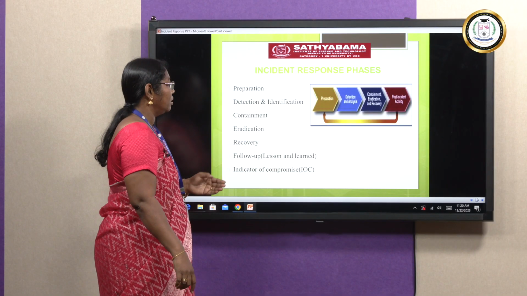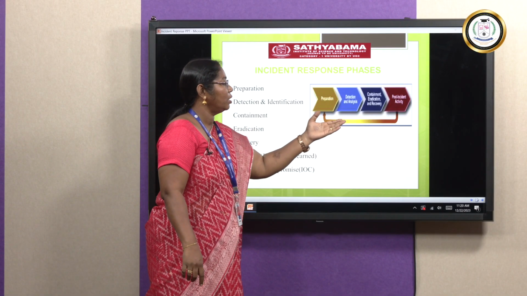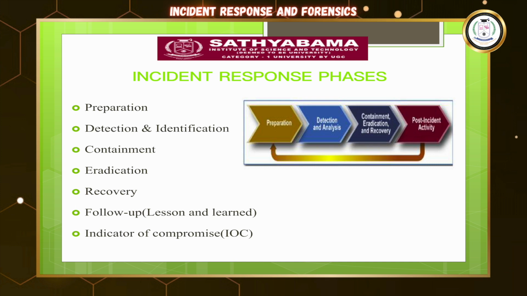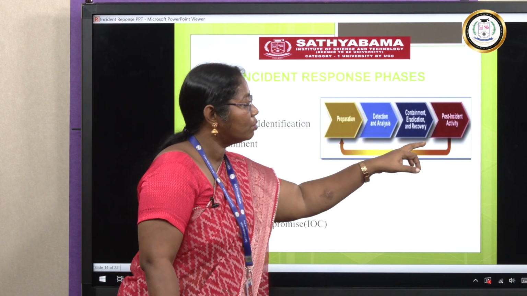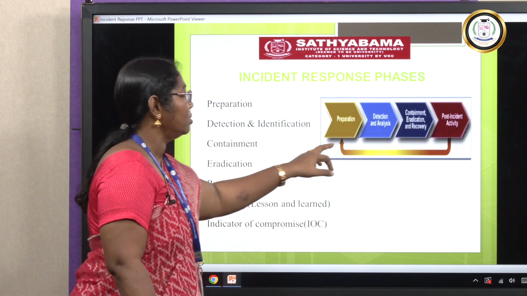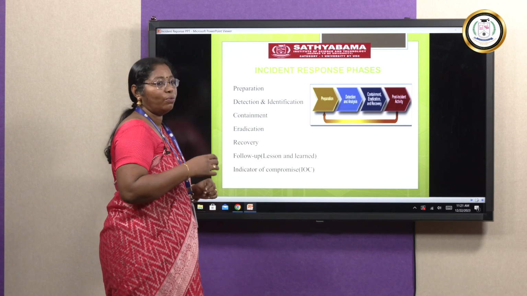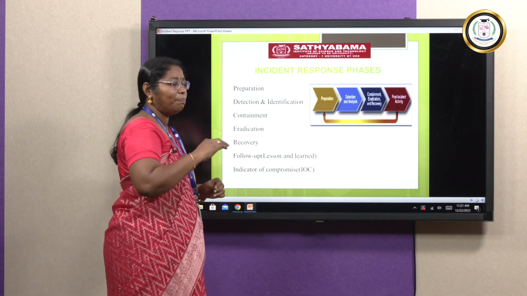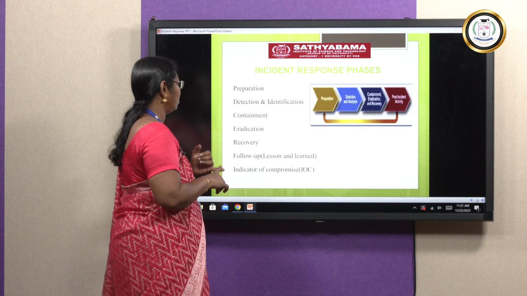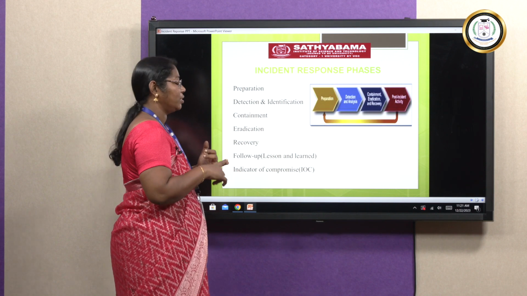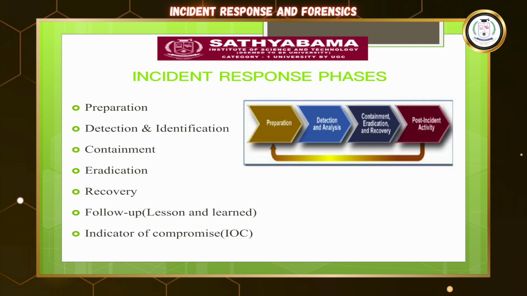So these are the phases of incident response: preparation, detection and analysis, containment, eradication and recovery, and finally post incident activity. First we'll discuss the first phase of incident response, planning, that is preparation, and then detection and identification. After preparation we have to detect where it will come from.